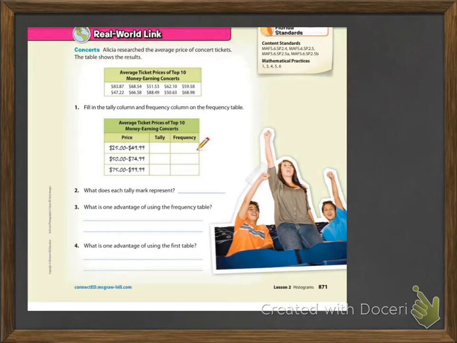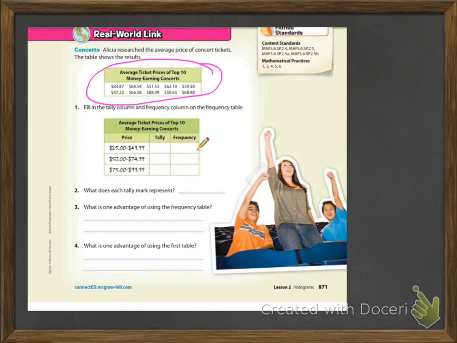So the first thing we're going to do is look at the real world link. It says here, Alicia researched the average price of concert tickets. The table shows the results. So here you can see the average price of concert tickets right over there. Then it says fill in the tally column and frequency column on the frequency table.